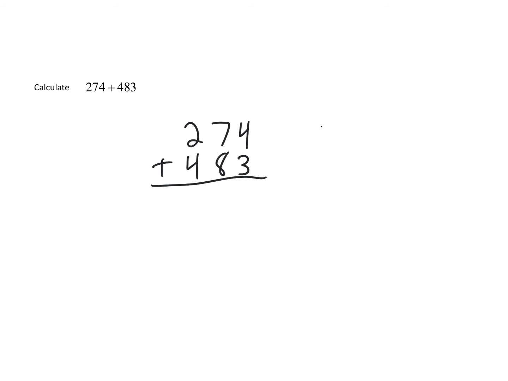So 4 plus 3 is 7. 7 plus 8 is 15. Write the 5, carry the 1. 1 plus 2 plus 4 is 7. And we are done. Now let's do a subtraction example.